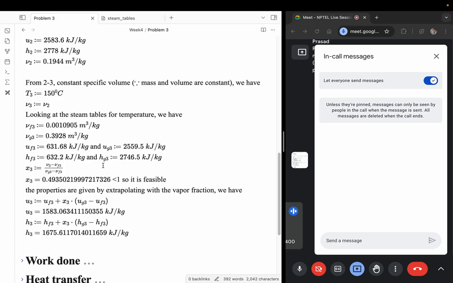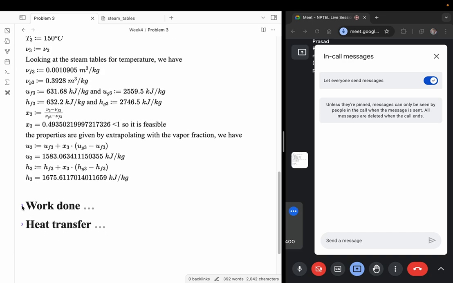Now it is in the two-phase region. If you observe, the saturated vapor specific volume is 0.39. However, the specific volume has to be 0.1944, so it is in the two-phase region. So I calculate the vapor fraction. Vapor fraction is V minus V saturated liquid, divided by vapor minus liquid. That is giving me a value of around 0.49. So from there, using this vapor fraction, I'll do a linear interpolation to calculate the appropriate U and H values, which I already got. Now I need to determine the work done as well as the heat transfer.